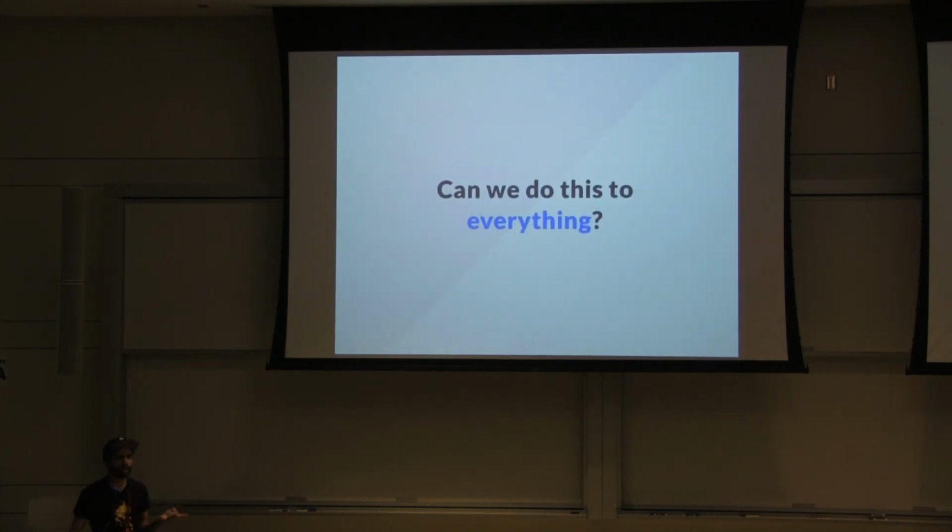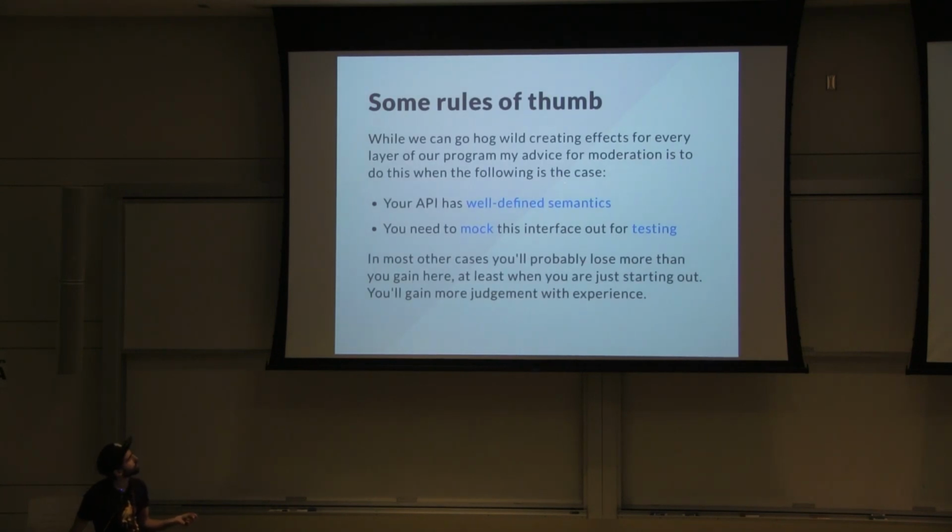So can we do this to everything? The short answer is yes, but some things are more valuable than others. And the rule of thumb that I've come around to, and I'm still learning a lot of this stuff, so I can't necessarily teach you judgment in a 50-minute session, I don't think anyone could, is that if your API has well-defined semantics, or if you need to mock it, they're probably good candidates for this sort of implementation.